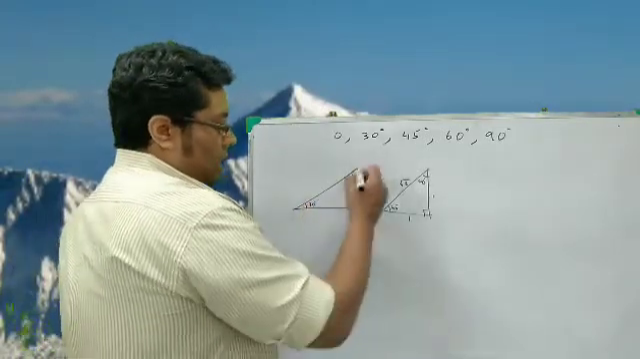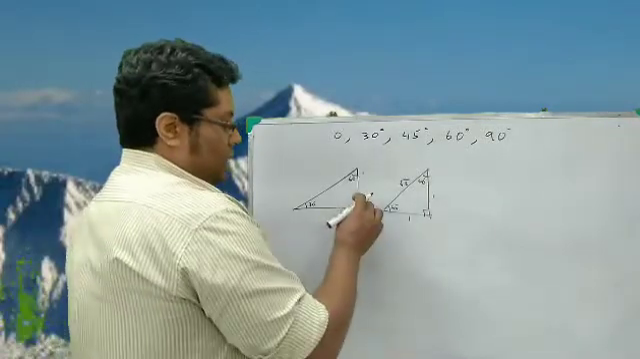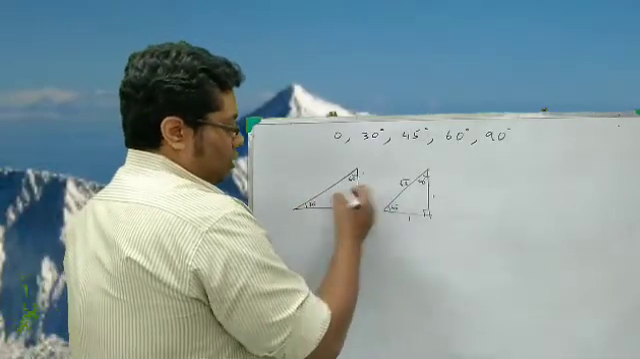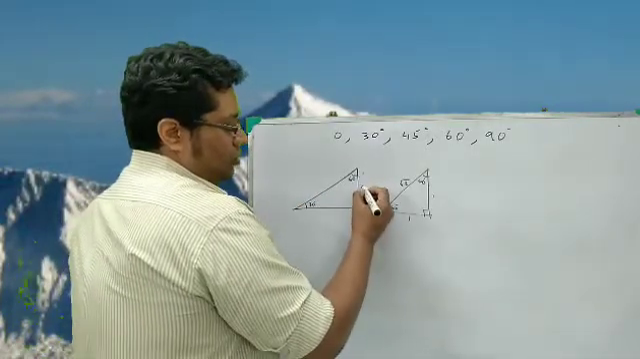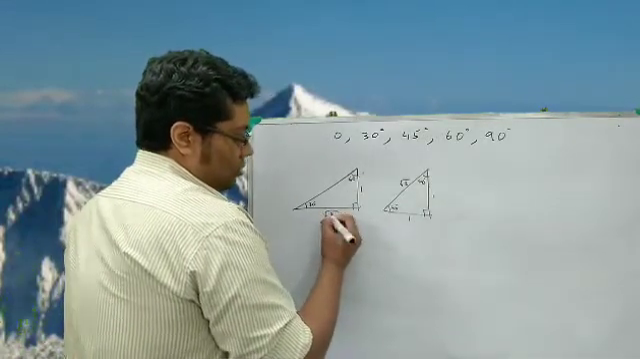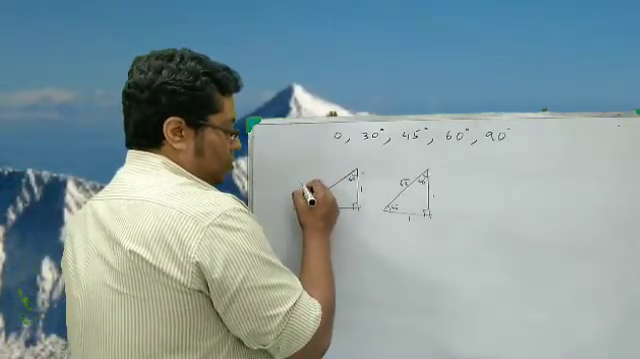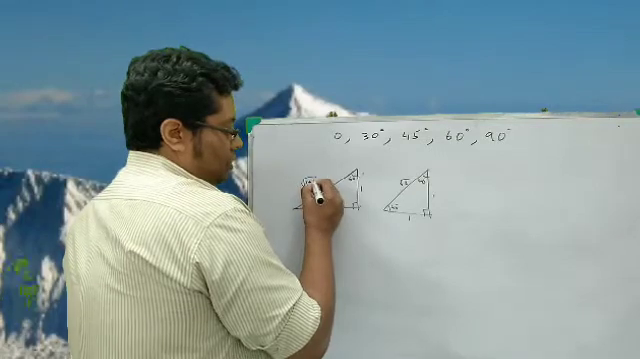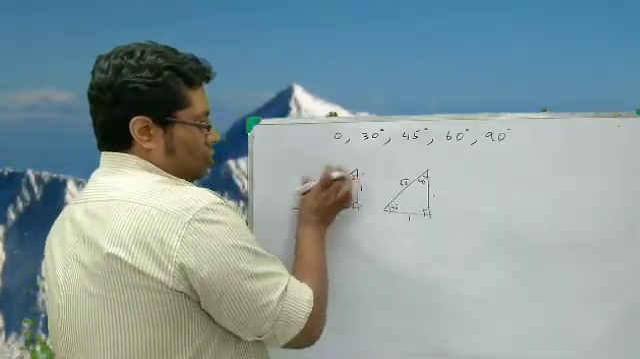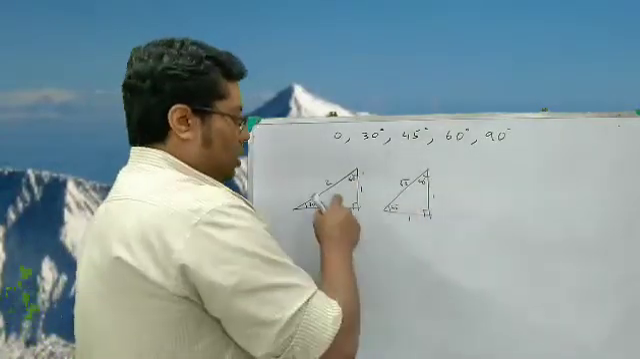we know that the side opposite to the smallest angle is the smallest and the side opposite to the largest angle is the largest. So let us consider the smallest side, which is opposite to the 30 degree, to be 1, and let this side be root 3. So this side would be root over 1 square plus root 3 square, which is equal to root over 4, is equal to 2.